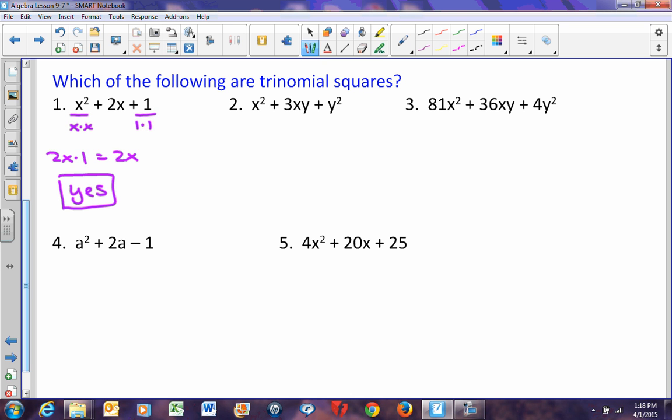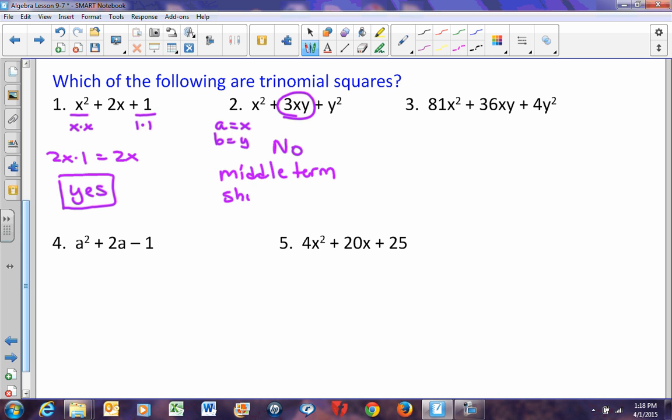Okay, let's look at number 2. Is my first term a perfect square? Yes. Is my last term a perfect square? Yes. If I look at this, my a term is x and my b term is y. Is my middle term 2xy? No, my middle term is 3xy, so no, this is not a perfect square trinomial. The middle term needs to be 2xy.